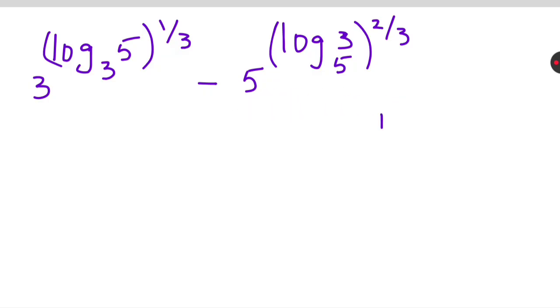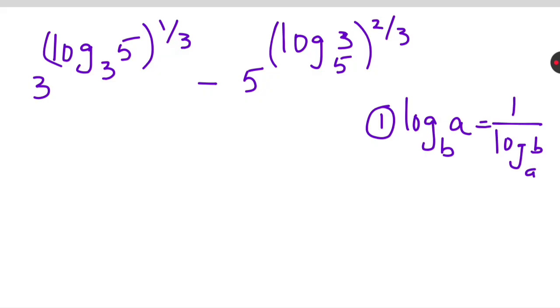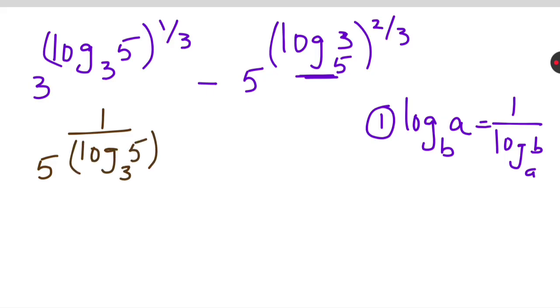First we are going to use the change of base property. So log a with base b, we can write this as 1 over log b with base a. Similarly, the second term in the exponent, we can write this as 5 raised to the power of 1 over log 5 with base 3, whole raised to the power of 2 over 3. The first term's base is 3, so we need to change the 5 in terms of 3, then it is easy to simplify. So instead of a, we can write this as b raised to the power of log a with base b.